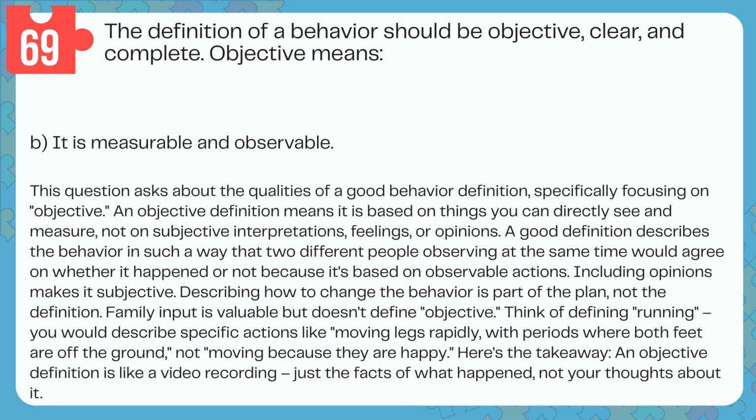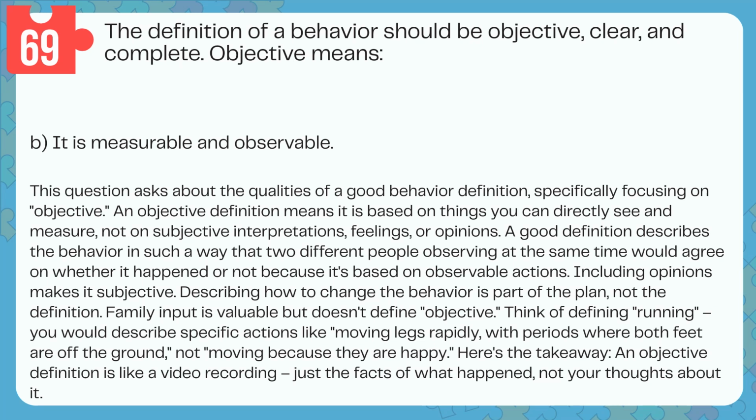This question asks about the qualities of a good behavior definition, specifically focusing on objective. An objective definition means it is based on things you can directly see and measure, not on subjective interpretations, feelings, or opinions. A good definition describes the behavior in such a way that two different people observing at the same time would agree on whether it happened or not because it's based on observable actions. Including opinions makes it subjective. Describing how to change the behavior is part of the plan, not the definition. Family input is valuable, but doesn't define objective.